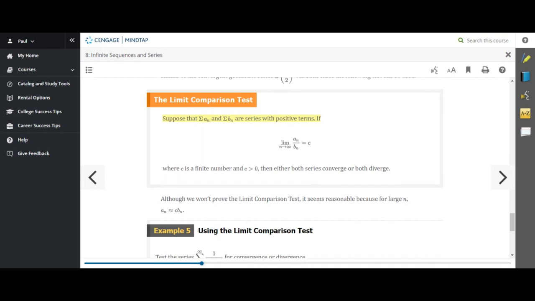If the limit as n goes to infinity of the ratio of the terms of the series is a constant, that means eventually the terms of both series are in proportion to each other. So the behavior of one series will be equivalent to the behavior of the other series. That's what the limit comparison test is, and we can hopefully utilize it for our particular problem. So let's go back here to our problem.